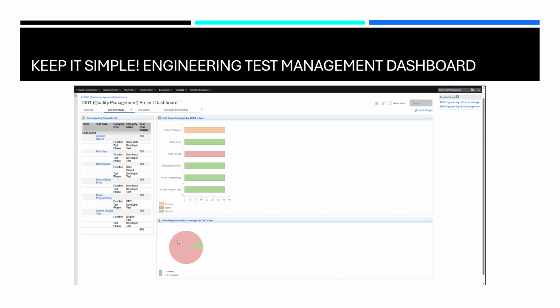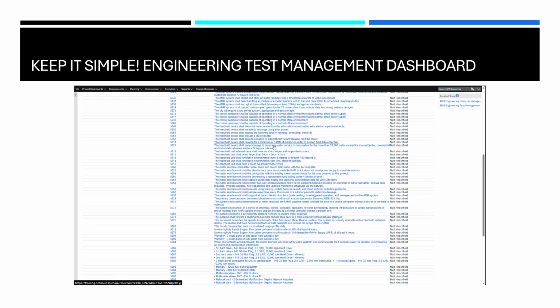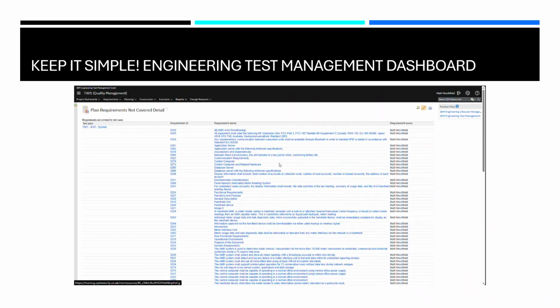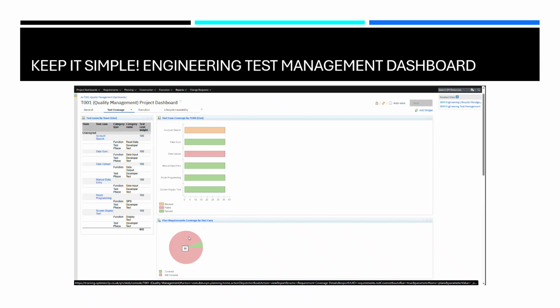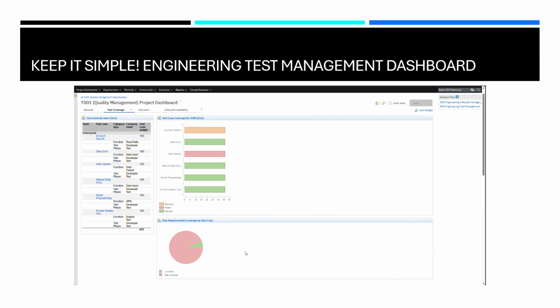Moving back, if we click on the not covered, we've got a full list of all the requirements that aren't actually covered there. That can be useful for spotting gaps, for gap analysis, and understanding where we've got test plans that do have full coverage, or where I've got a test effort which isn't aligned to a test case.